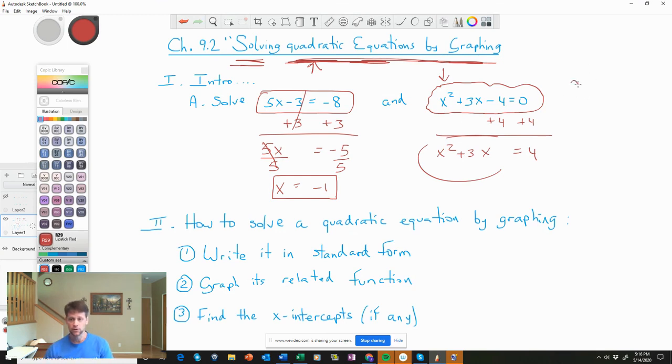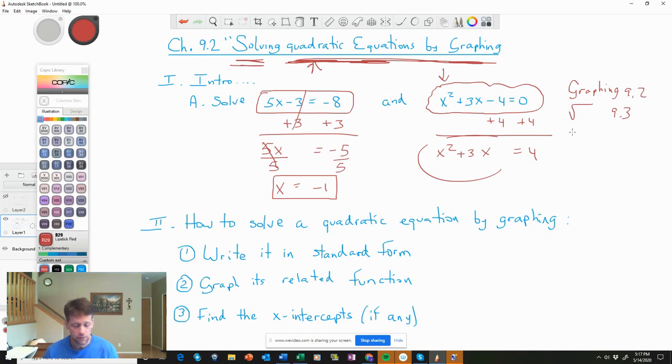And the 4 methods that we're going to learn are graphing, and that is chapter 9.2. Actually, let me be precise with you guys. I'll show you exactly what sections we're still doing. Then we are going to learn to solve quadratic equations by using square roots, and that will be section 9.3.